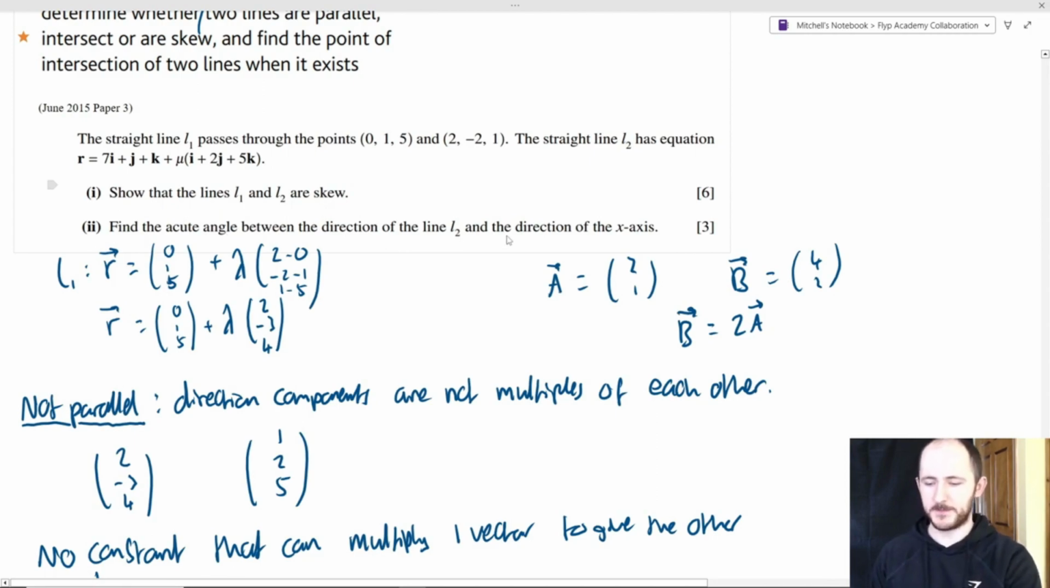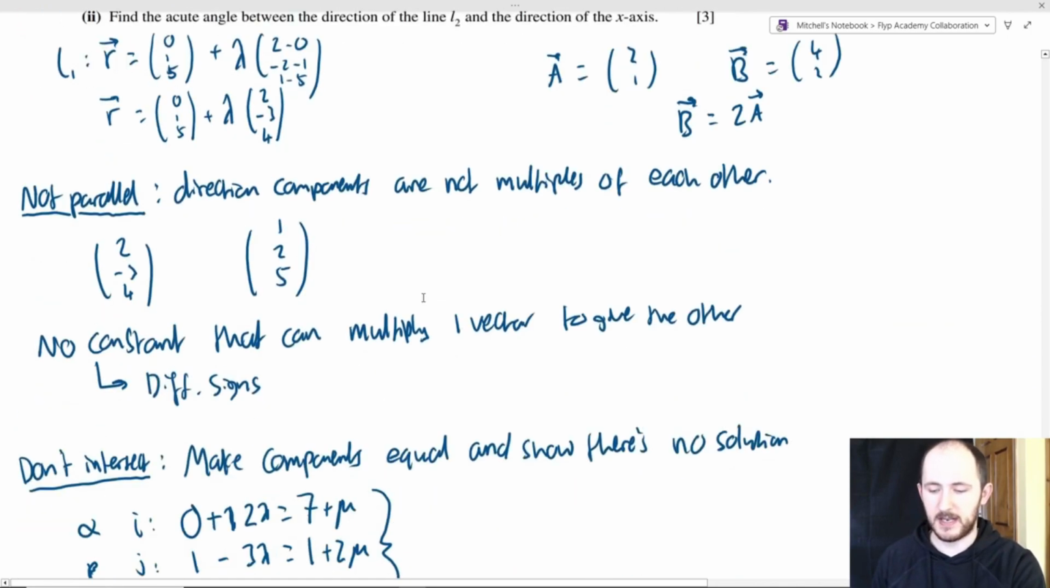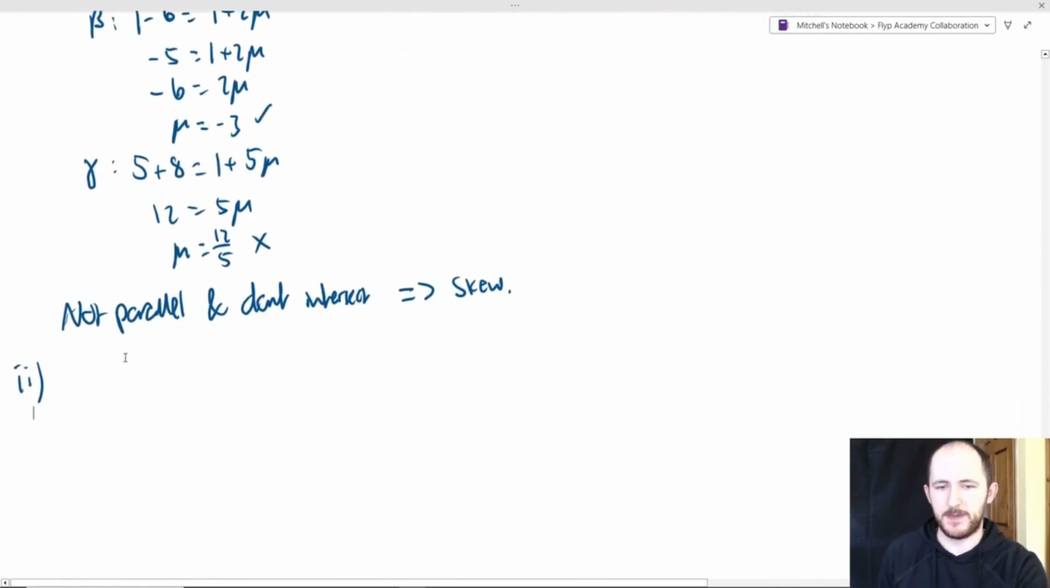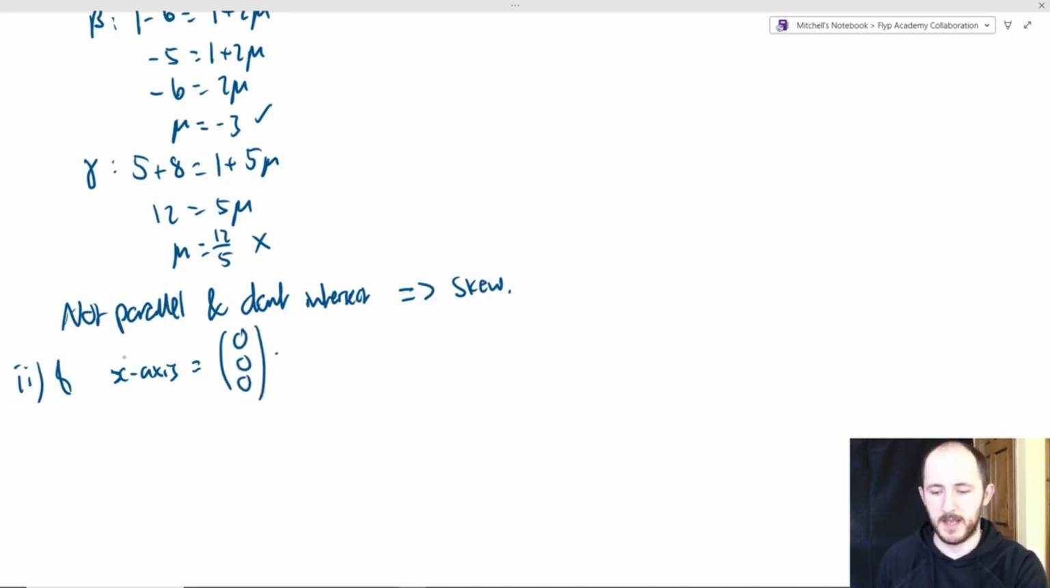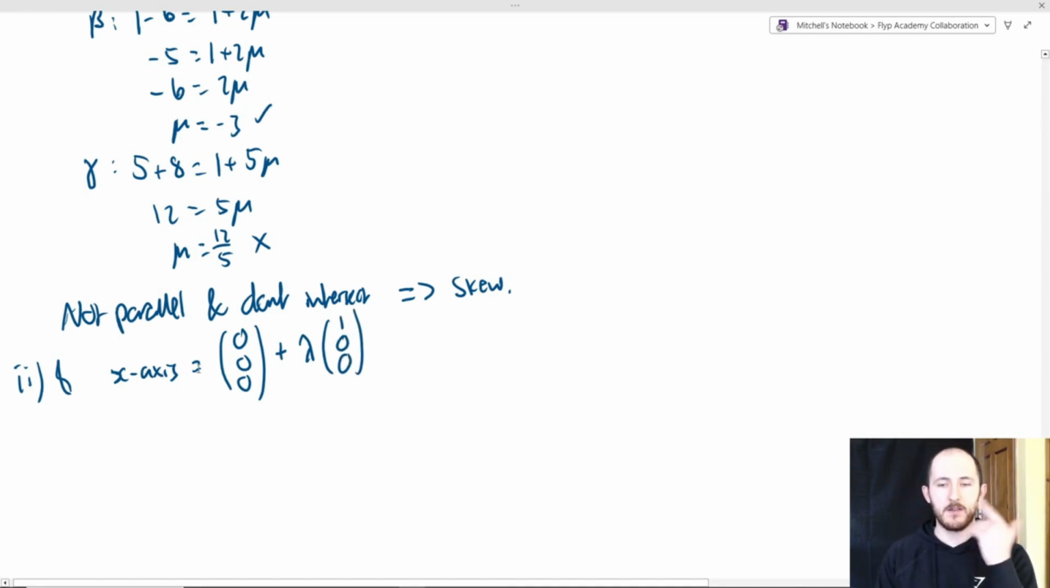What we're going to do is, well, actually, let me point this out. The equation for the x-axis, right? If I were to get an equation of a straight line for the x-axis, it passes through the point, the origin, 0, 0, 0, and then plus some lambda. And what is the direction component? Well, it's only 1 in the i component. It's 1, 0, 0. Okay, so this is the equation for the x-axis. For the y-axis, it would be 0, 0, 0 plus lambda 0, 1, 0, and so on.